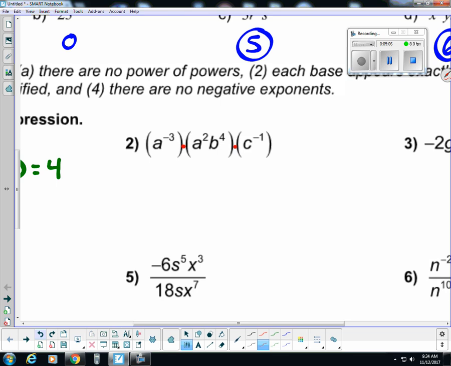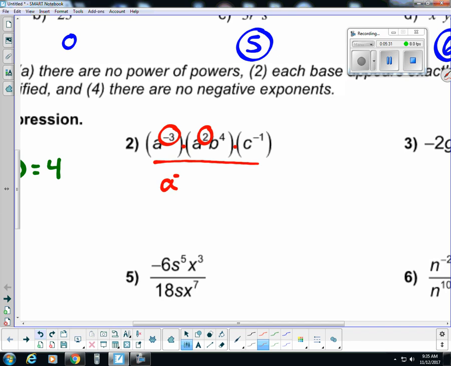So going back to being simplified here, there's a couple things wrong. I see a base more than once, and I have some negative exponents. So we're going to have to work through both of those issues here. So let's fix the fact that I see a base more than once. So when I multiply all three of these together, I'm going to add these exponents together. All right, negative 3 plus 2 is negative 1.